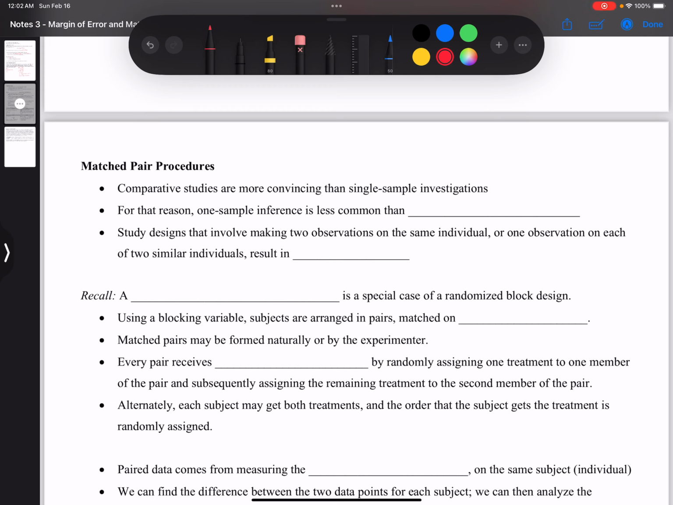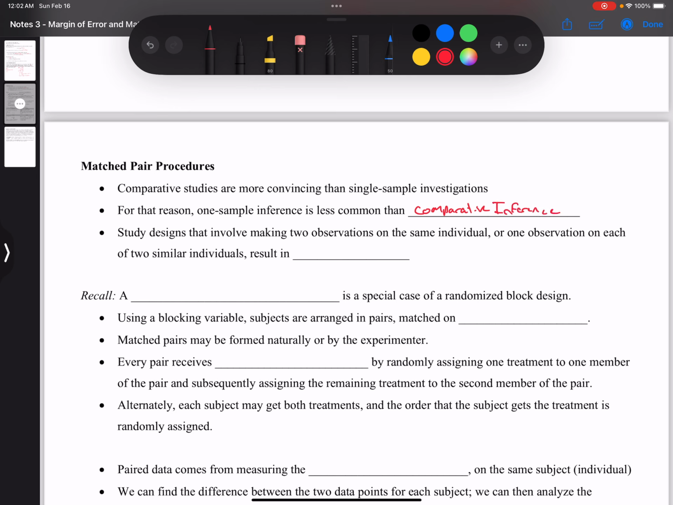But before we jump into that, comparative studies where we're looking at two different things or two different people or two different treatments are more convincing than a single sample investigation. Okay, so one sample inference is less common than this comparative inference because we are comparing two different things.